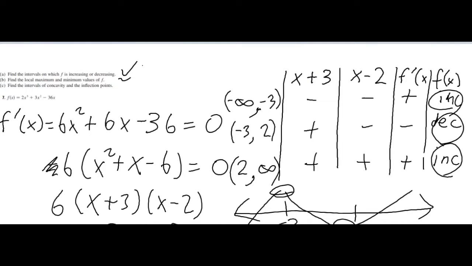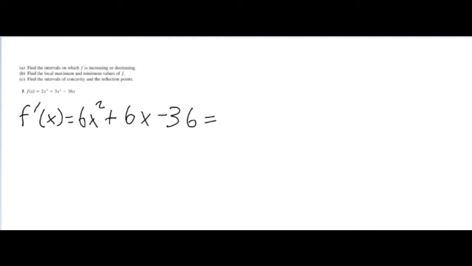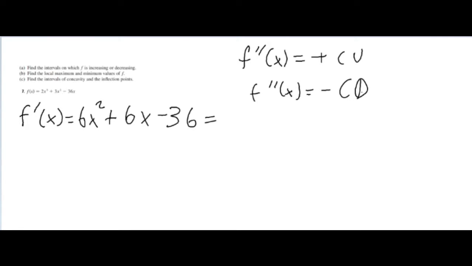And that is the first part and second part of the problem done. So now we're asked to find the intervals of concavity and inflection points. Concavity and inflection points is actually very similar to increasing and decreasing intervals, because if you remember, the second derivative tells us concavity and inflection points. It tells us concavity by if it's positive, it's concave up, and if it's negative, it's concave down.